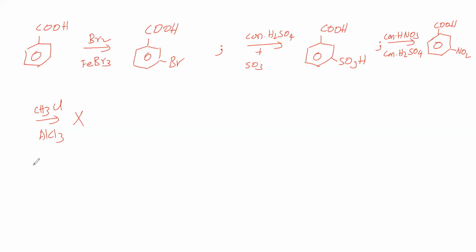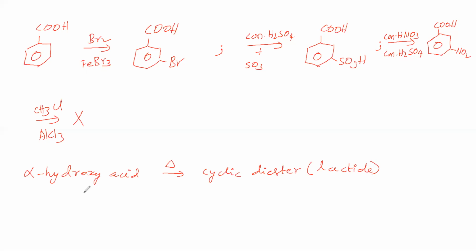Okay, we'll go for the next reaction. We'll take alpha hydroxy acid. This alpha hydroxy acid on heating goes for cyclization. We are getting a cyclic diester. The cyclic diester is named lactide. So alpha hydroxy acid on heating gives a cyclic diester.